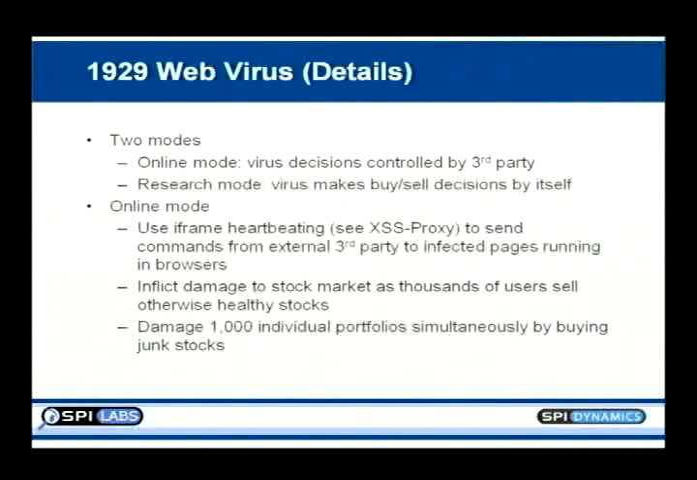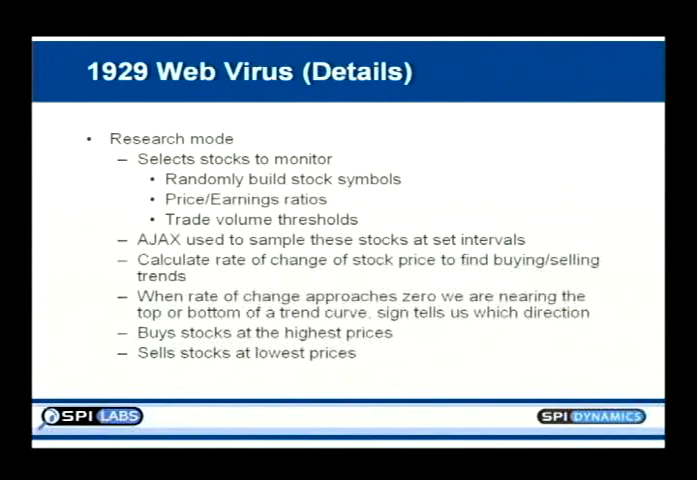Online mode, like we said, we use fingerprinting, whatever. I could simultaneously damage thousands of portfolios by giving them a really bad choice. Or I put them in research mode where they figure it out themselves. So what I could do is use a random string and just randomly build a stock trading symbol. And then I start using AJAX to sample the price of that stock at known intervals. And then I take a derivative, which gives me the rate of change. How quickly is the price fluctuating?